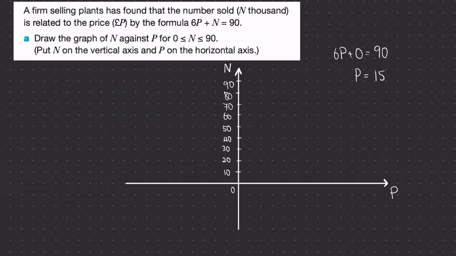Then we can put in a 90 as the other one, 6p plus 90 equals 90. That's going to give me p equals 0. So I need my x-axis to be between 0 and 15. So let's put that on.